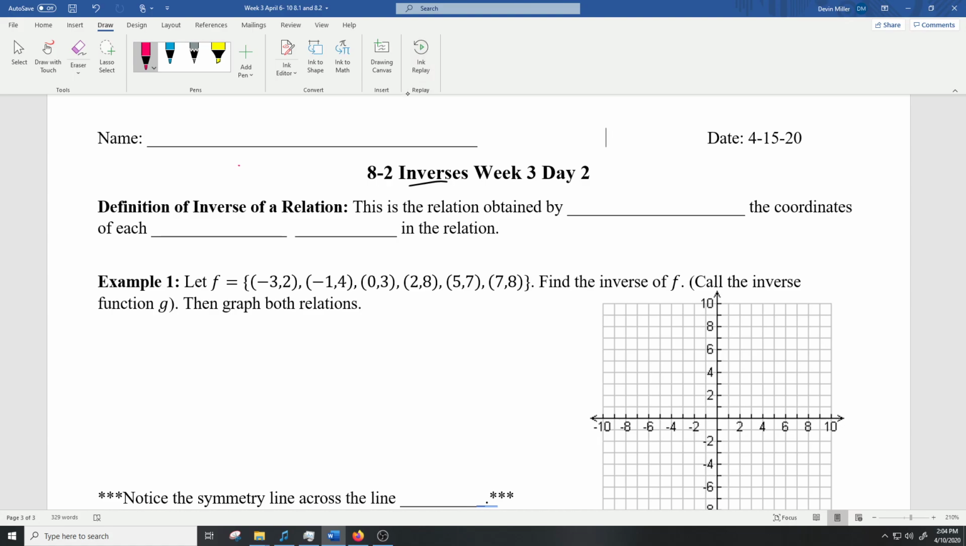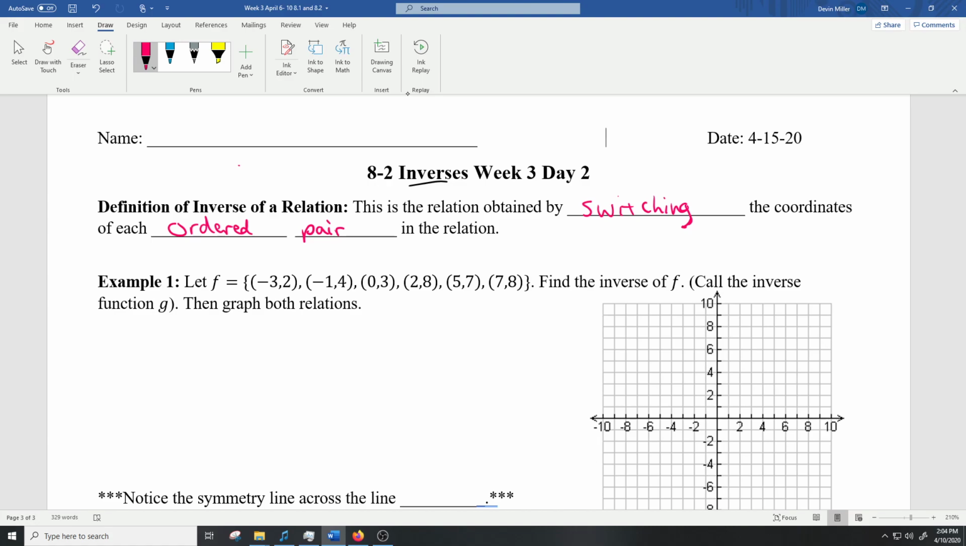Today we're going to talk about inverses, and Monday we talked about composite functions, and then we'll put them together in the next week and see how they're related. So today, inverses. Definition of an inverse of a relation: this is the relation obtained by simply switching the coordinates of each ordered pair in the relation. That's actually all it is.